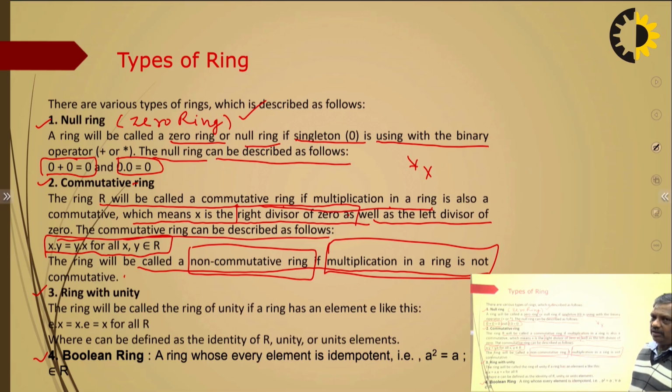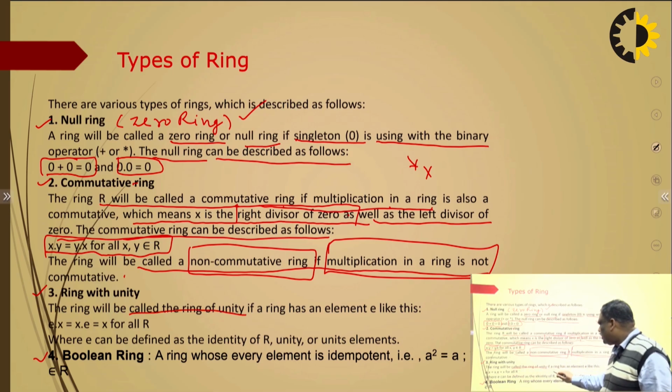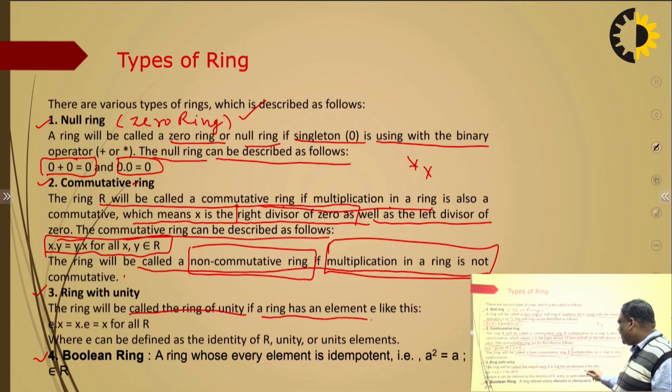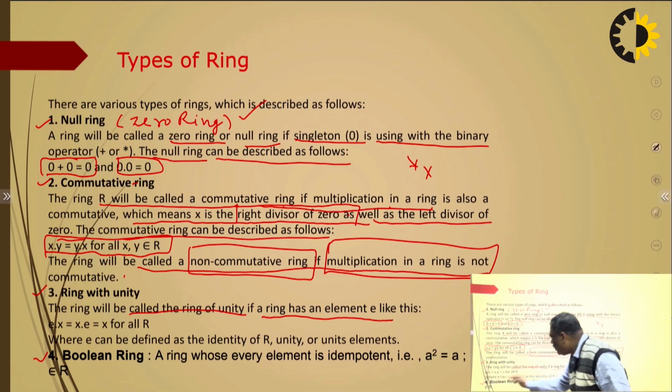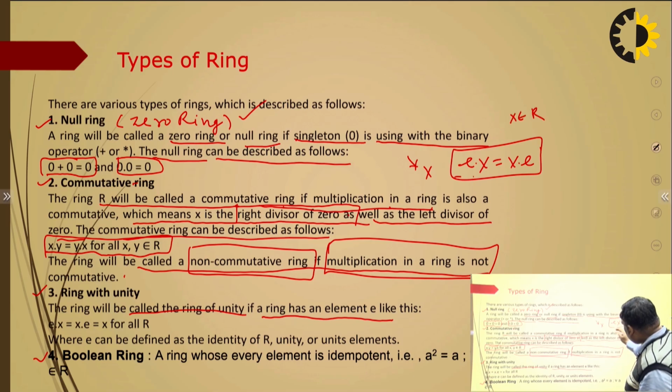Ring with unity. The third one is ring with unity. A ring is called a ring with unity if the ring has an element E and that element holds this property: E dot x is equal to x dot E, where x belongs to R. If we have this type of property, that means it is a ring with unity, and this element is known as the unity element here.